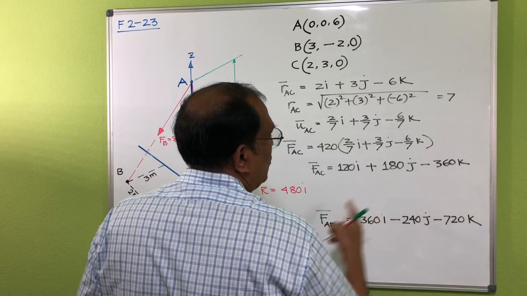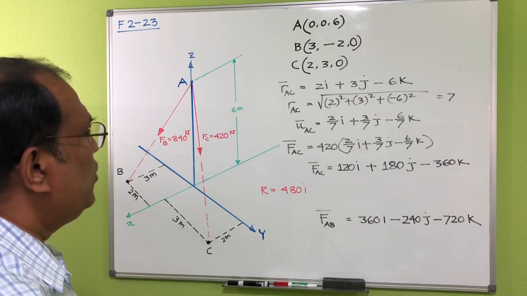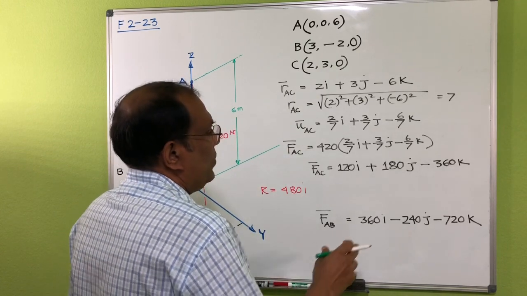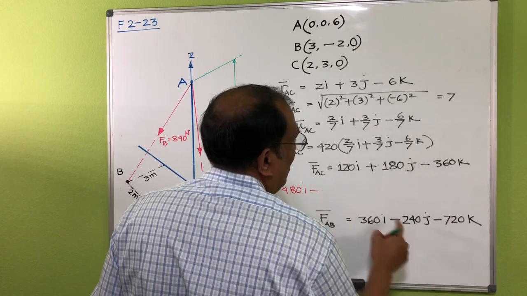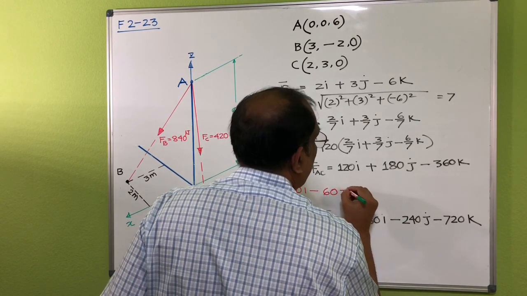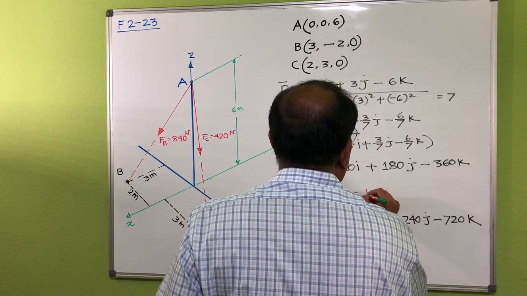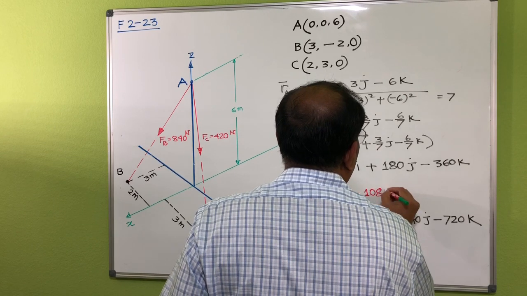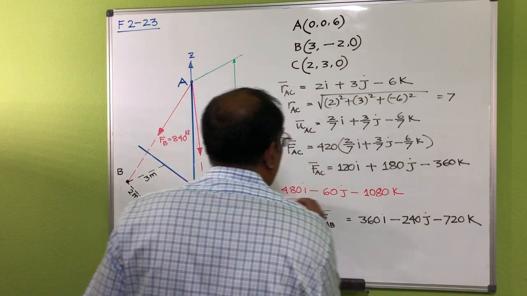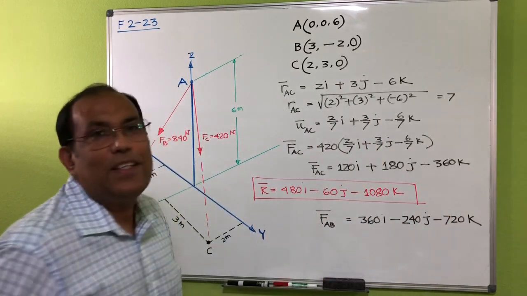Then if you add these two, that's actually 420, right? No, sorry. That's negative 60J minus 1080. That's basically the resultant of these two vectors. Okay?